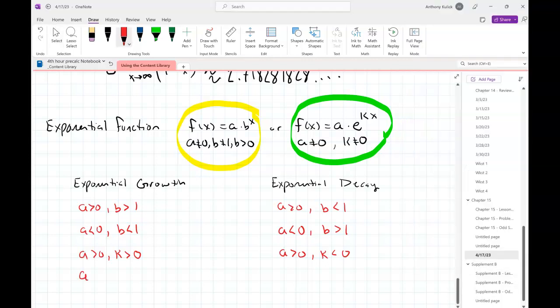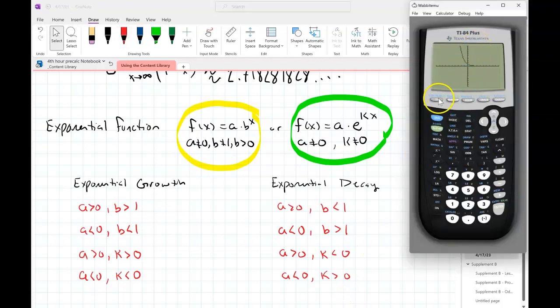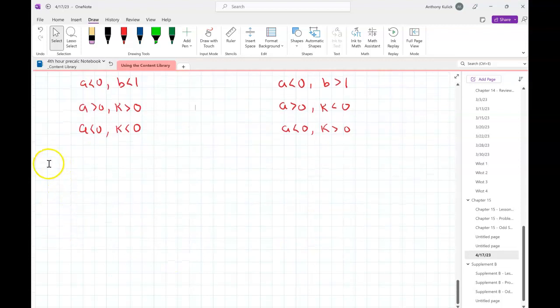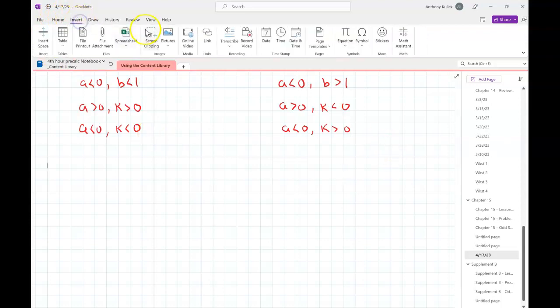What do you think is going to happen if I make the A negative, but the K also negative? That'll be growth. The A is negative, but the K is positive. That'll be decay. Right? Growth. And decay. Everybody feel okay with that? So this is just some vocabulary, basically just classifying what this is, what the picture will look like from the graph or from the equation.